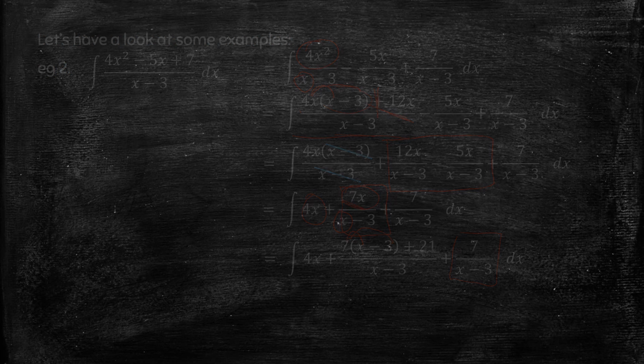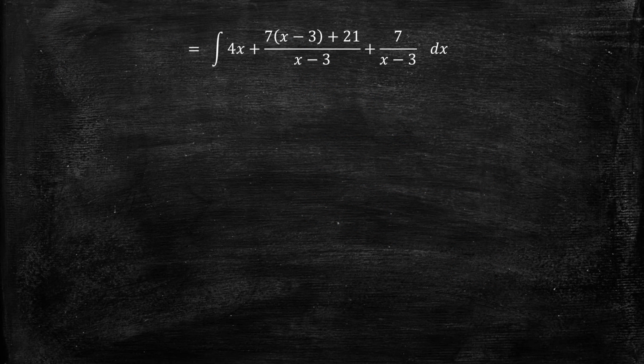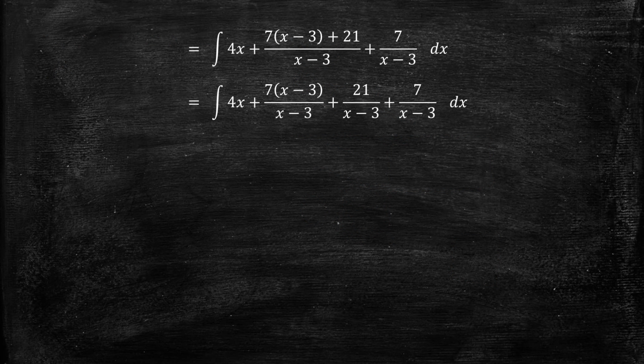So we're just going to split up the 7(x - 3) over (x - 3) and the plus 21 over (x - 3), and we cancel out our x - 3s. And we end up with this. Now, if you notice here, we've got 21 over (x - 3) plus 7 over (x - 3). So that makes 28 over (x - 3). That's ready to integrate now.